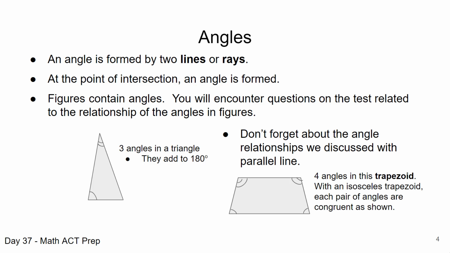In a previous video, we talked about relationships between angles when we have parallel lines and a transversal. Don't forget about those because we see those quite often in figures. In this example here, we have a trapezoid with four angles. If we're given that we have an isosceles trapezoid, meaning that we have two side lengths that are the same, we know that each pair of angles are congruent as shown. Congruent meaning that they're the same. So we have a lot of information that we can use to help us solve questions about angles, and we'll look at some examples of those things.